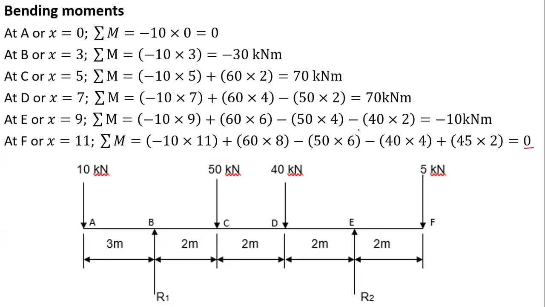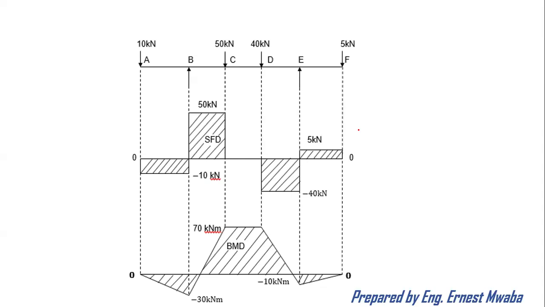Now that you have calculated your shear forces and bending moments, you can now start your drawing. Your drawing of the shear force and bending moment diagram starts with copying the diagram in the question the way it was. So we reproduce it together with all the points A, B, C, D, E, F, and the forces placed there so that we can identify the key points. You can also decide to include the distances. This is 3 meters, 2, 2, 2, 2. That's okay.